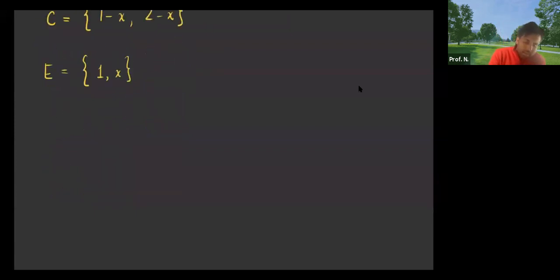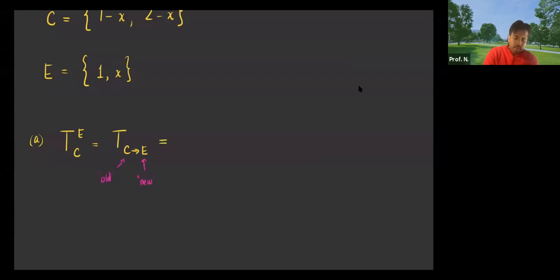And so part A asks, find the transition matrix. And I know the notation here is a little different, right? This is the same thing as saying, what's the transition matrix from C to E? So we're going from the basis C to the basis E. What does this mean? C is my old basis, and E is my new basis, correct?